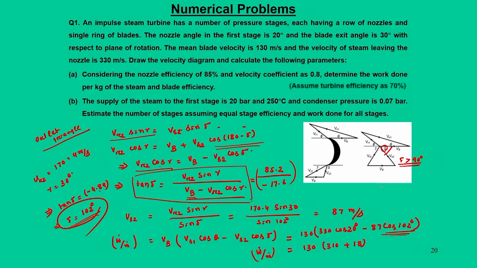So, the final answer, that is work done per kg of steam, is 42.64 kilojoule per kg. Okay. So, this first part answer is done.